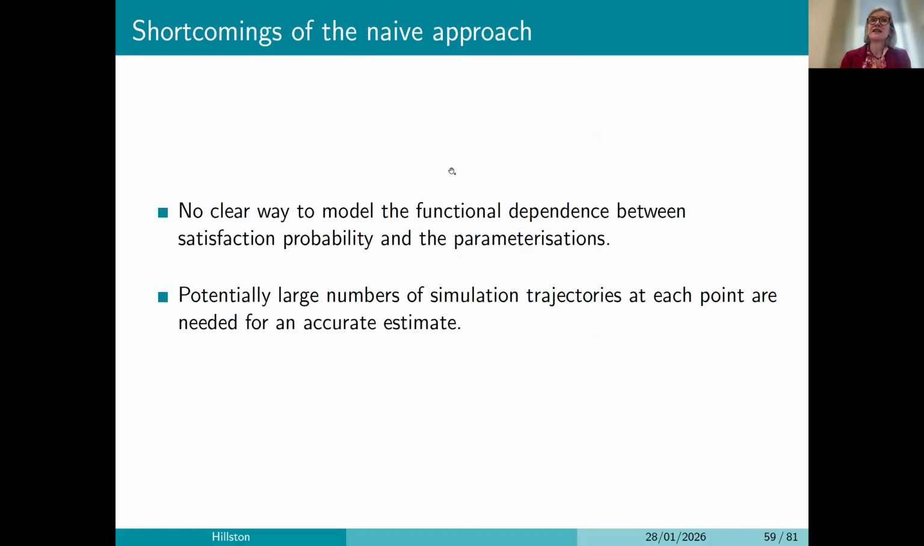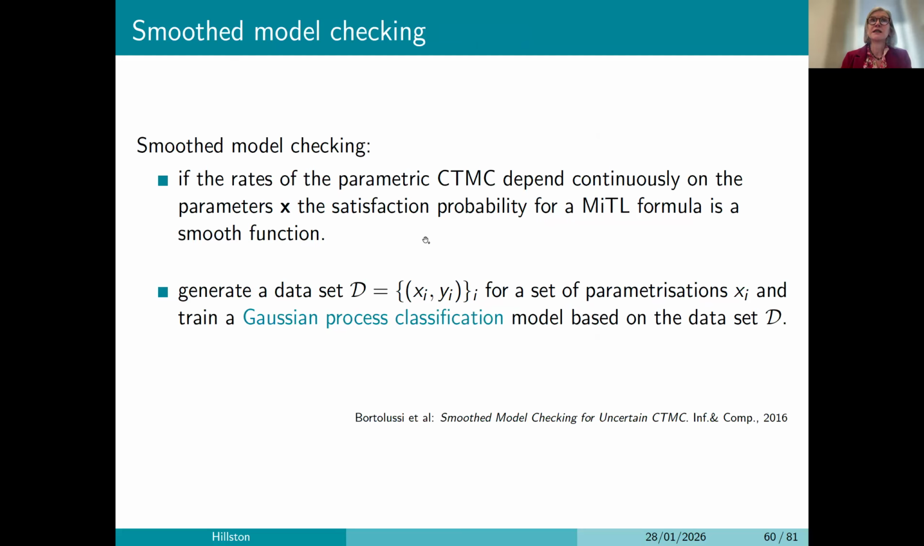The shortcoming of the naive approach is that it's not very good at modelling the dependency between the satisfaction and the parameterization, and potentially we need a very large number of simulation trajectories at each point to build that surface accurately. So we take inspiration from an earlier piece of work called smooth model checking, in which the rates are assumed to change continuously, and we can generate a data set of points.